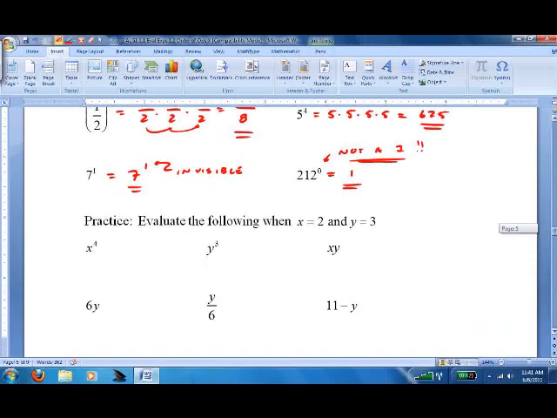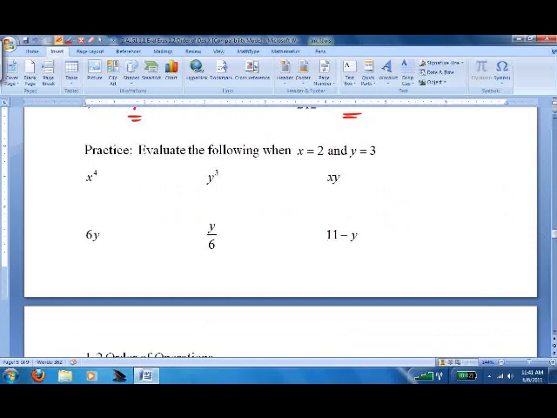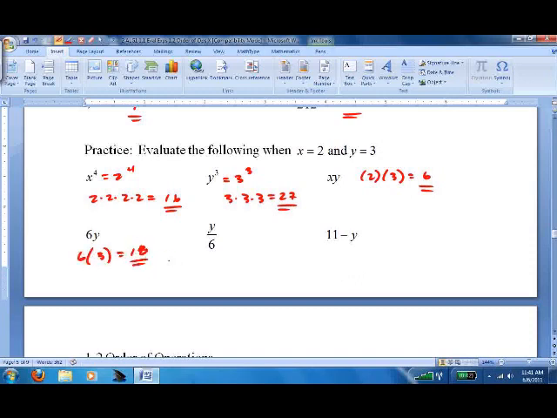So here's some practice problems for you. If you want to pause the tape and try them on your own, go for it. But I'm going to do them right away. This is 2 to the fourth, which is 2 times 2 times 2 times 2, which is 16. This is y to the third, which is 3 to the third, which is 3 times 3 times 3, 27. This is x times y, which is 2 times 3, which is 6. 6 times y, which is 6 times 3, which is 18.